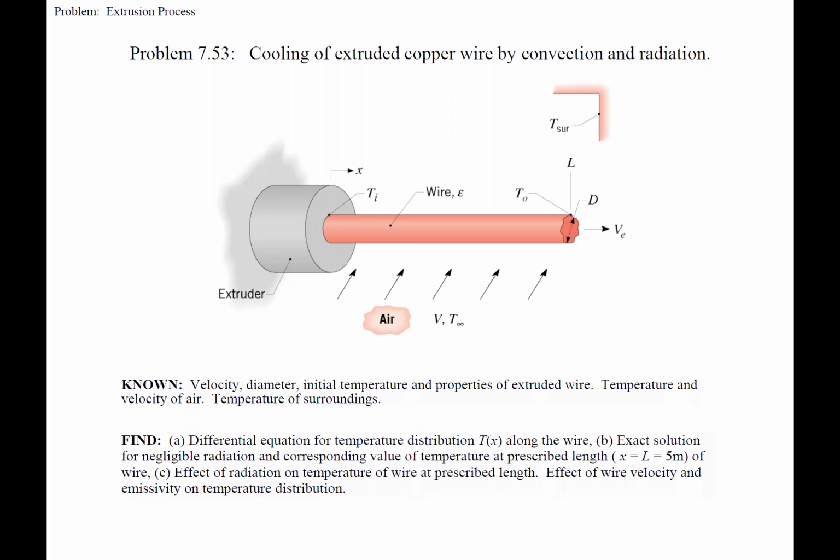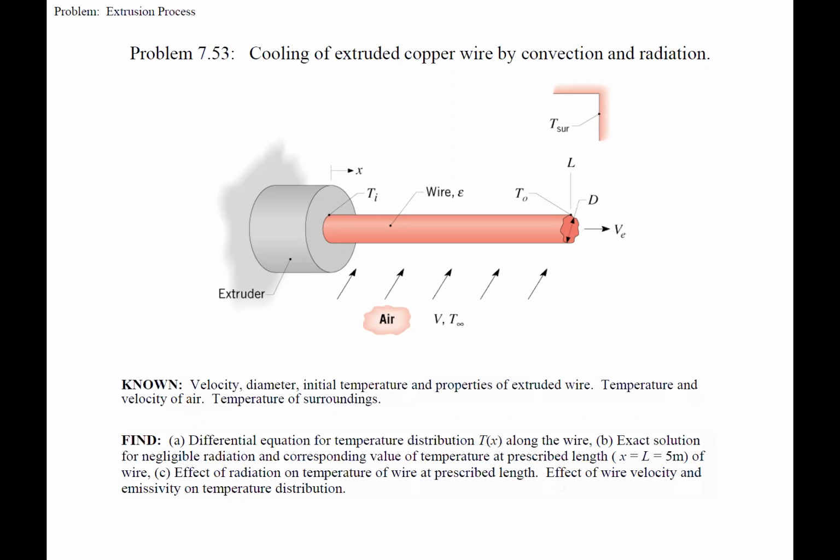Part A: by applying conservation of energy to a differential control surface of length dx, which either moves with the wire or is stationary, through which the wire passes, derive a differential equation that governs the temperature distribution, T as a function of x, along the wire. In your derivation, the effect of axial conduction along the wire may be neglected. Express your result in terms of velocity, diameter, and properties of the wire, the convection coefficient associated with the cross flow, h bar, and the environmental temperatures T infinity and T surroundings.